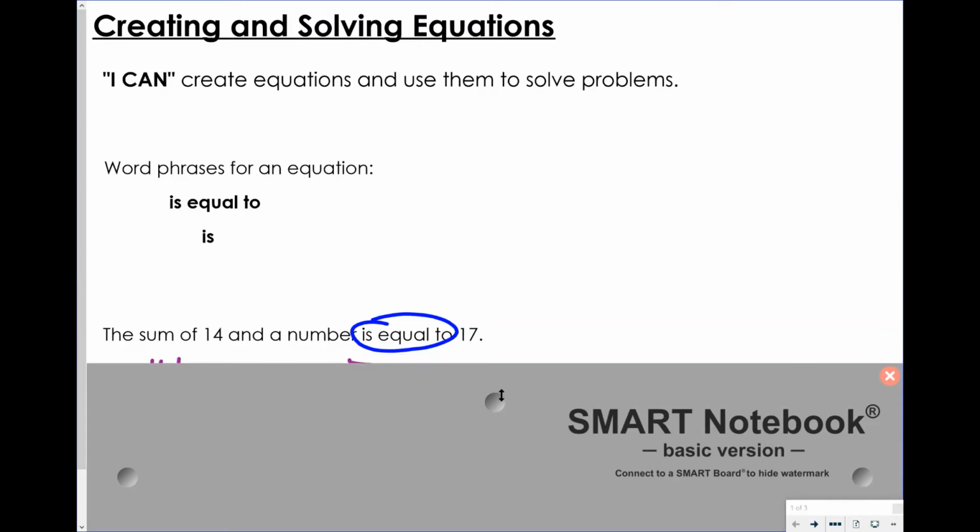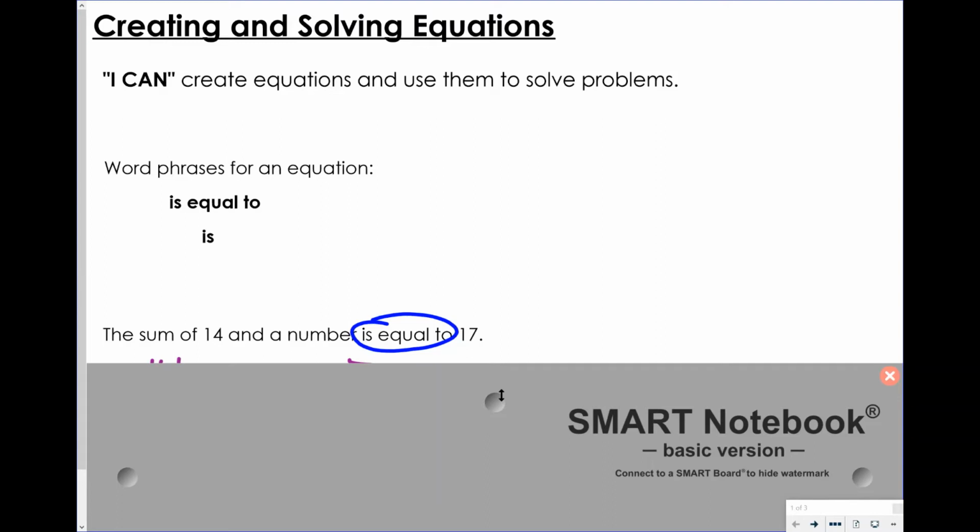Sum, we'll just circle that, you guys. Sum won't let me mark. And is equal to. So when we break this down, the sum of 14. So also you're going to bring down 14.